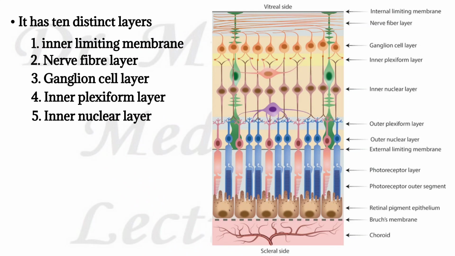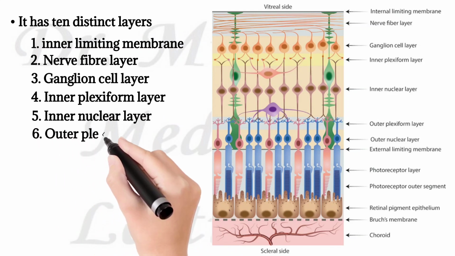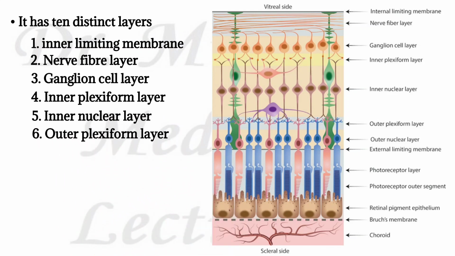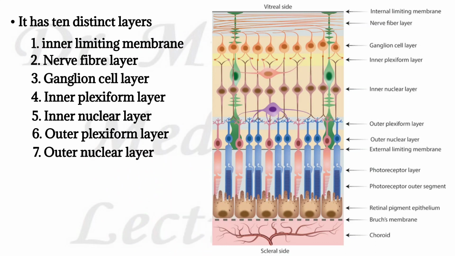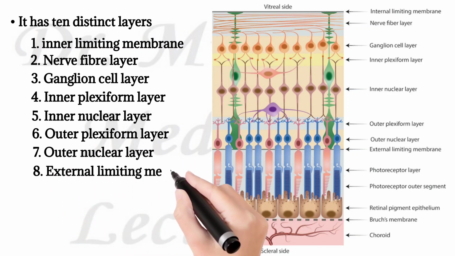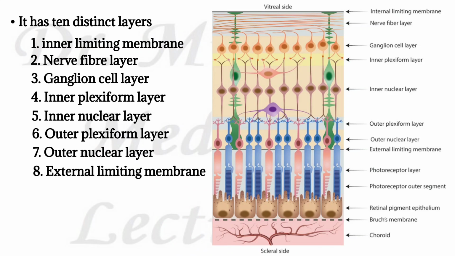Then comes the outer plexiform layer. It is composed of terminal fibers of rods and cones and dendrites from bipolar cells. The next is the outer nuclear layer. It is composed of fibers and granules of rods and cones. Then next comes the external limiting membrane. It is formed by the chief supporting elements of the retina, the Muller fibers.